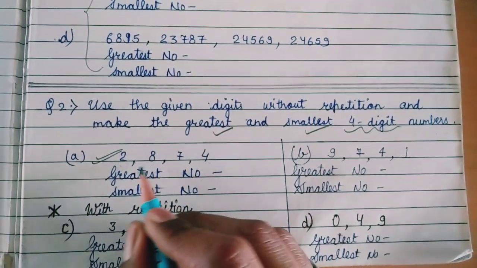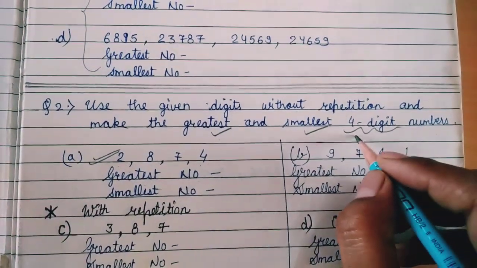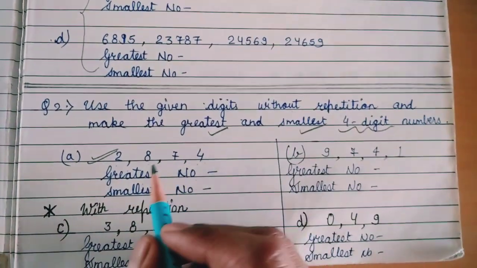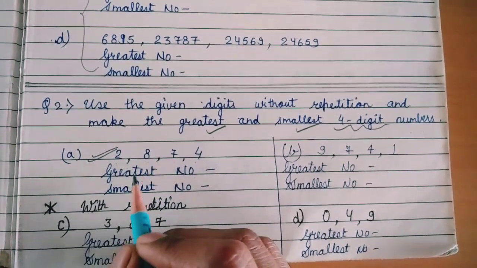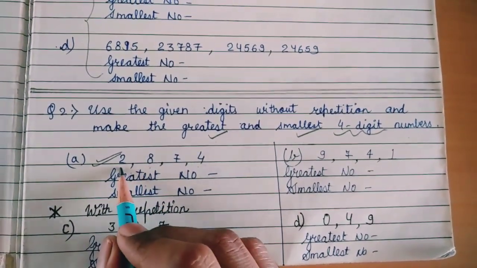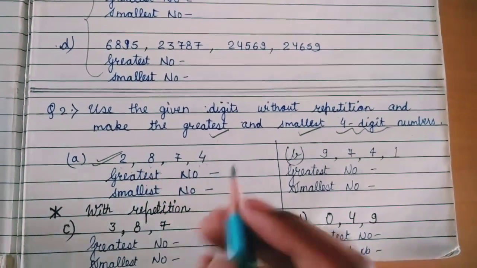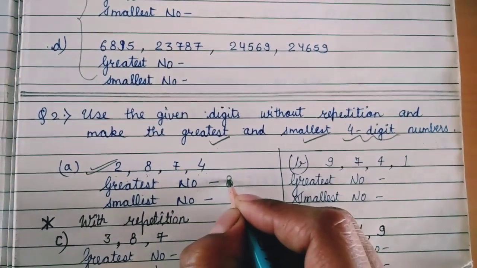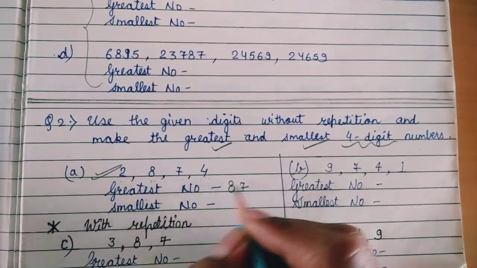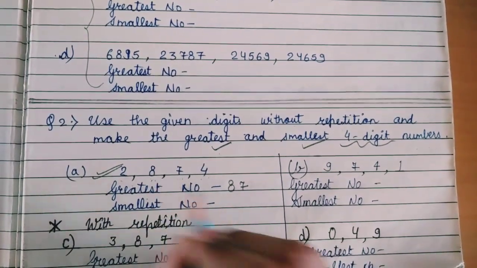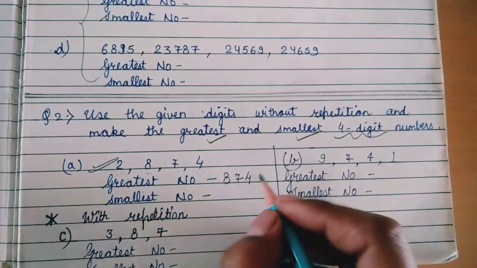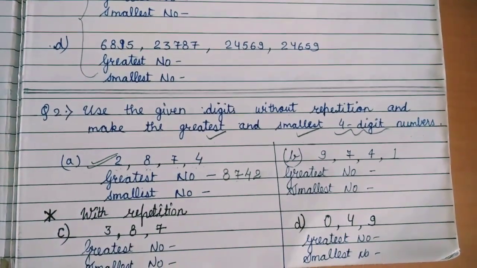It means 4 digits are given and we need to make a 4 digit number, so repetition will not come. Simply we will begin with the greatest number. Okay, greatest between 2, 8, 7, 4 is 8. So our first number will be 8. After that 7, because just a little bit less than 8 is 7. Then 4, then 2. Okay.